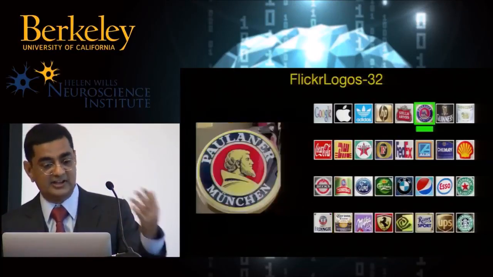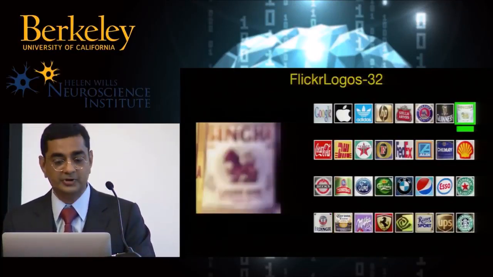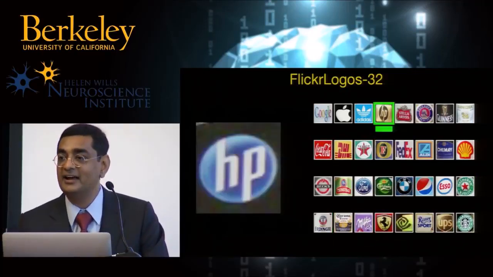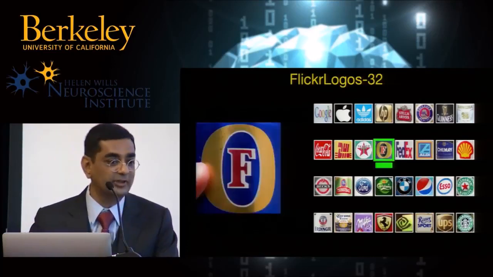Moving forward, this is another data set, Flickr Logo 32. It's 32 brand images collected by European graduate students, mostly beer. Karl-Heinz, what do you do out there?